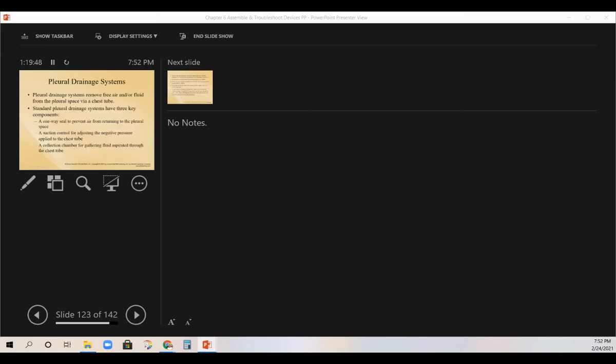So pleural drainage systems, we don't talk about that much, but we can hit on that. Systems remove free air and or fluid, so we know that that's going to be our chest tubes. Our chest tubes are going to take fluids out of the pleural space, drain that. A standard pleural drainage system has 3 key components.